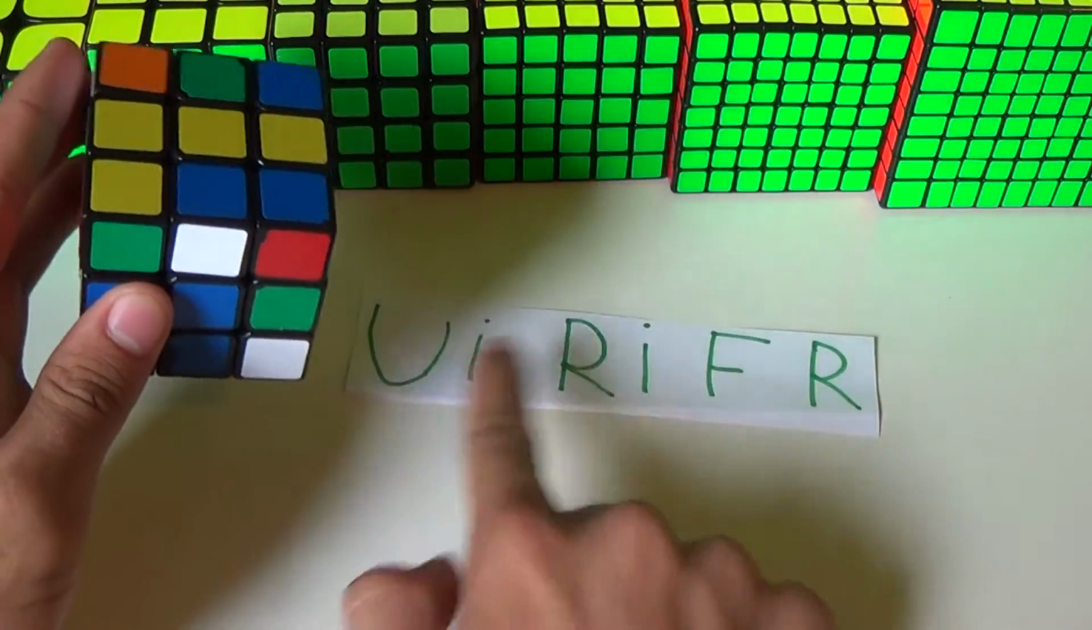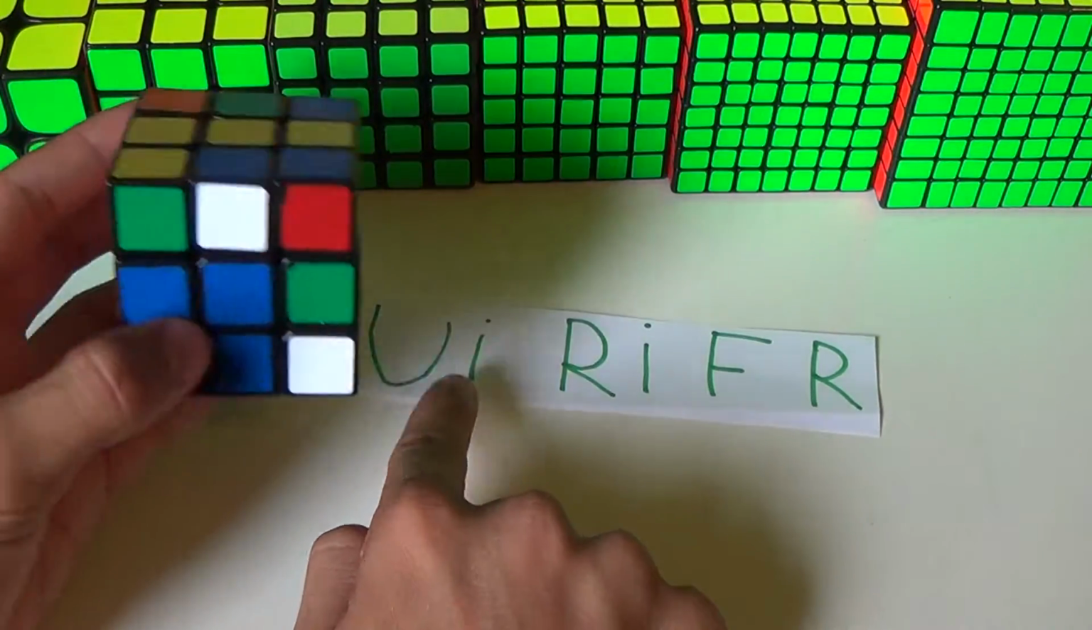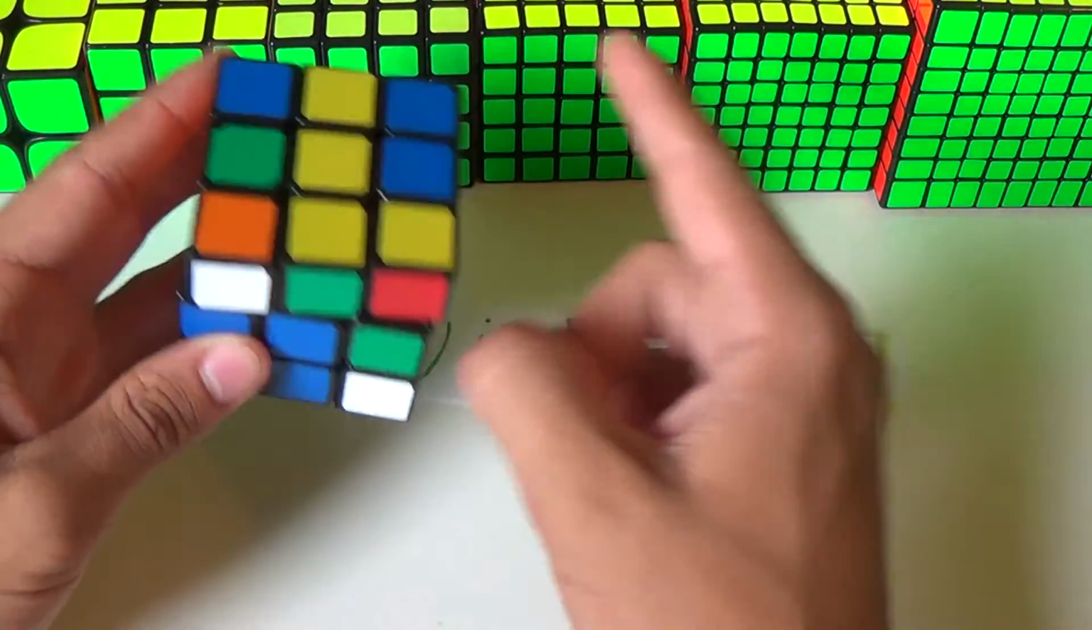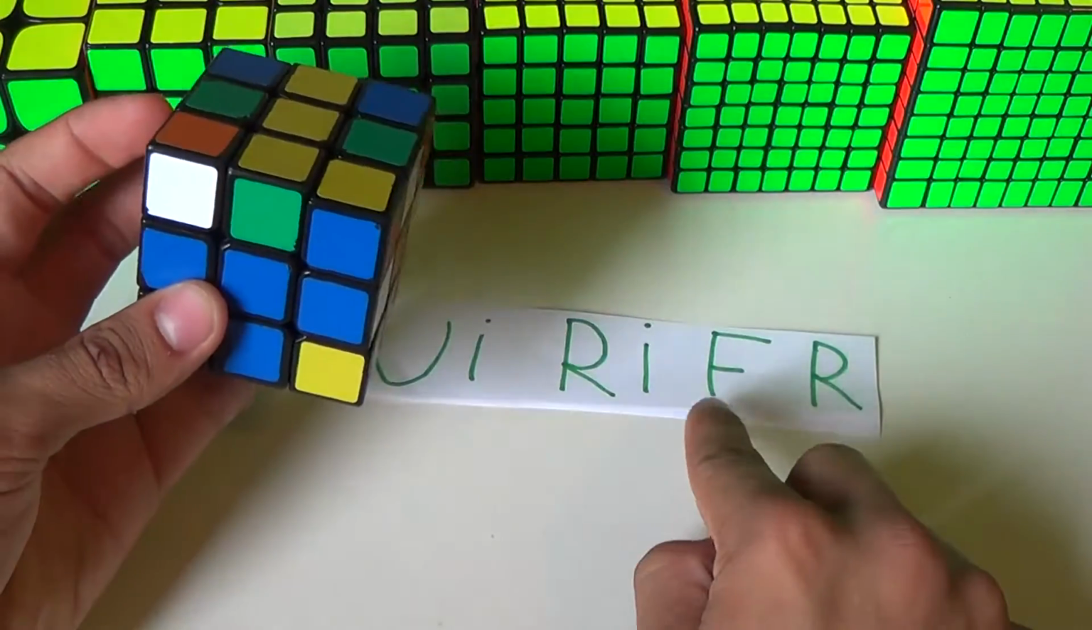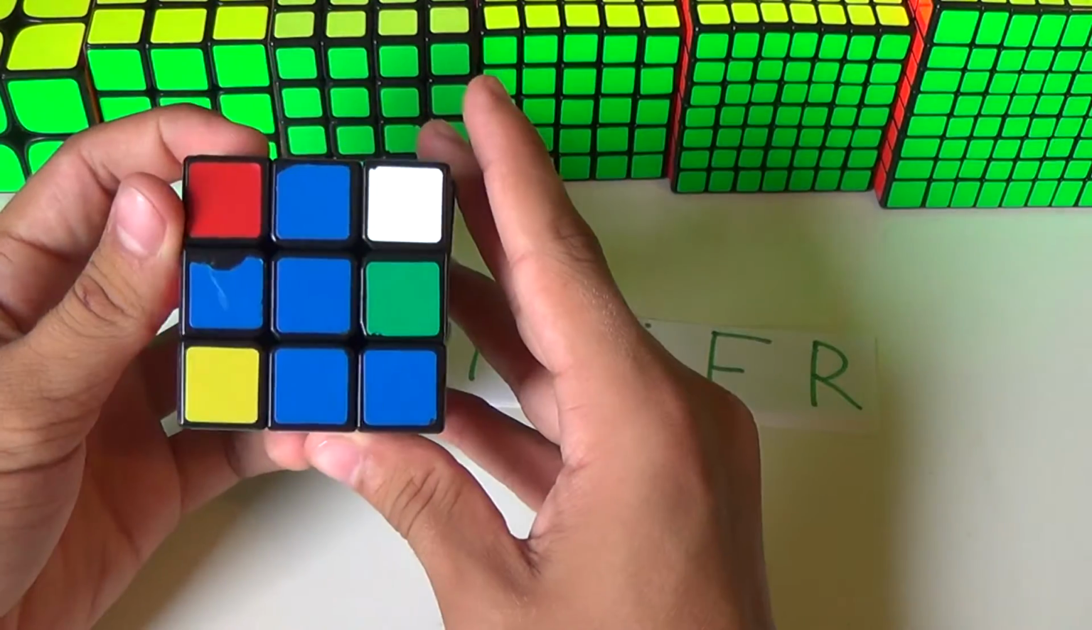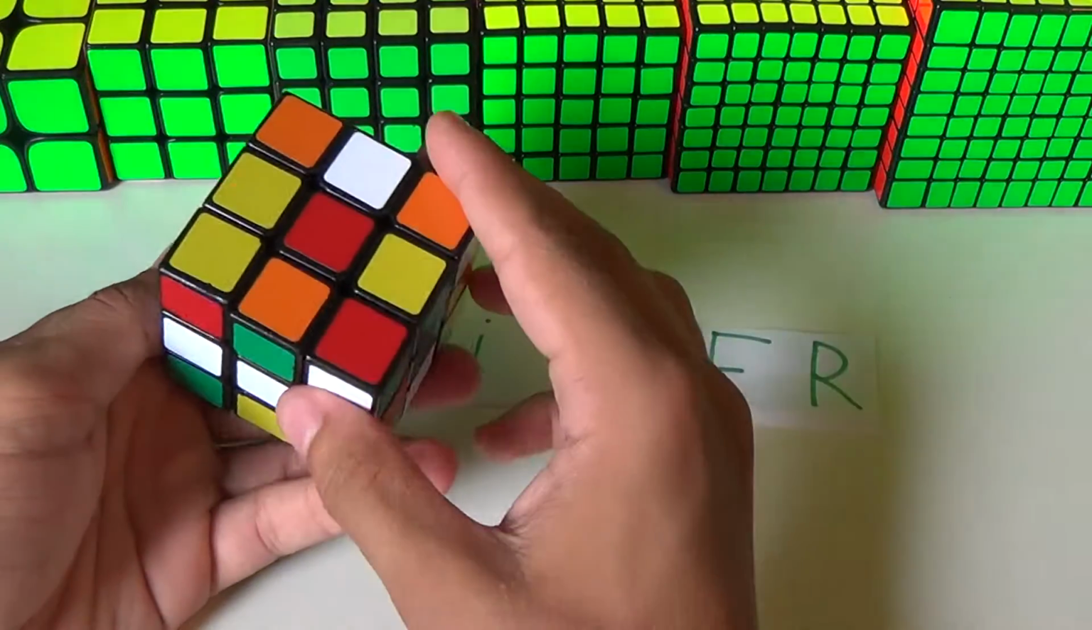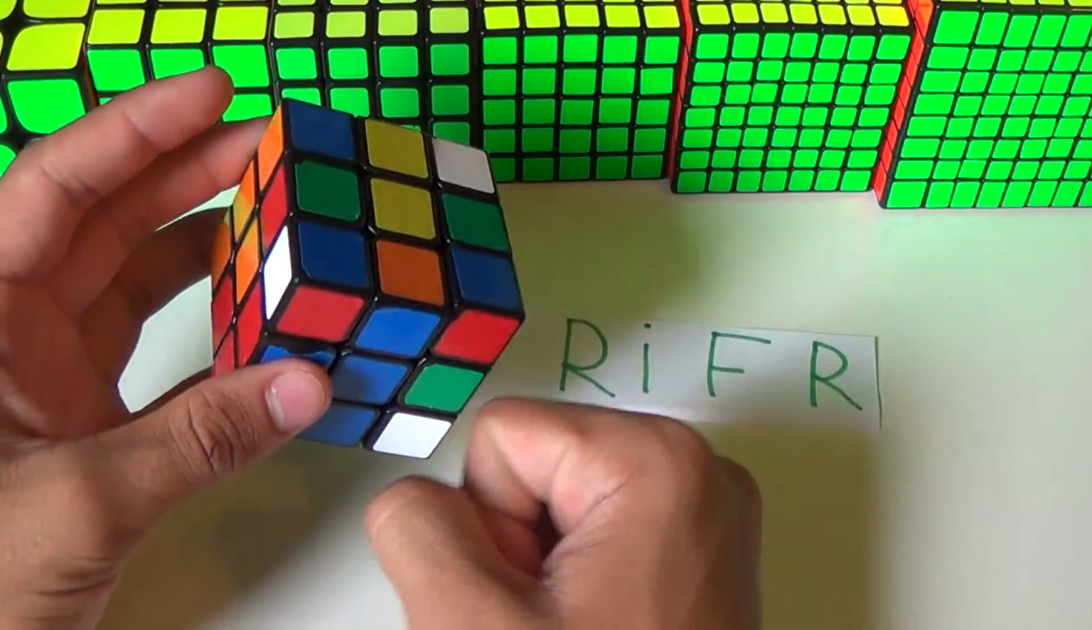So let's get some more practice interpreting this. UI is the top side counterclockwise, RI, right side counterclockwise, F, front side clockwise, and R, right side clockwise. So let's do it again.